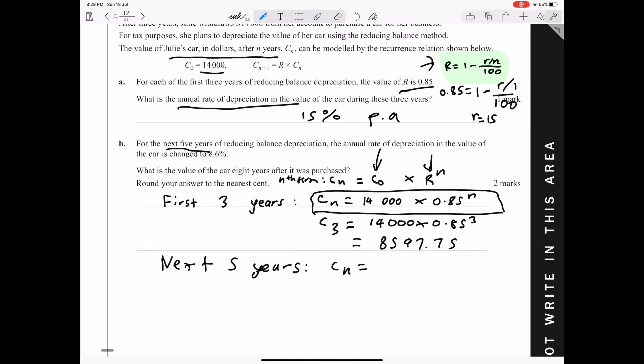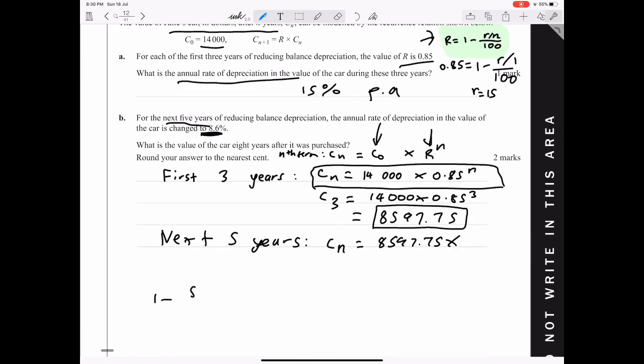Cn would equal, sorry, the value, this rule would follow the rule Cn equals this initial value, which is basically the initial value for the next 5 years, so 8597.75 times the value of R, which has changed. The new annual rate of depreciation is 8.6, so you do 1 minus 8.6 on 100 on your calculator, and you get 0.914. So 0.914 to the power of n.